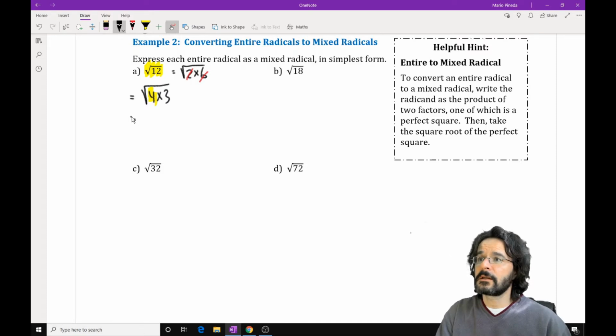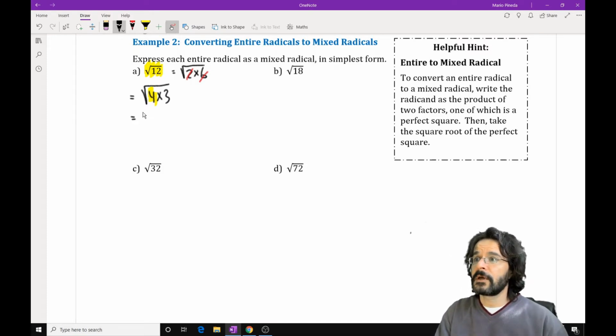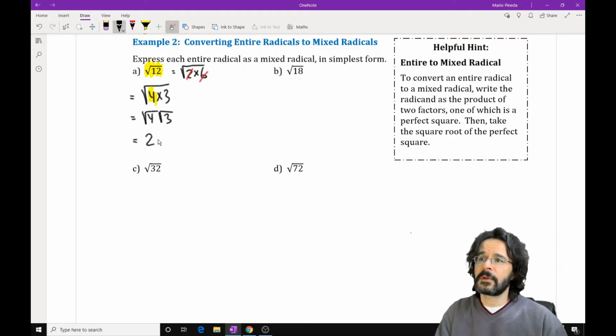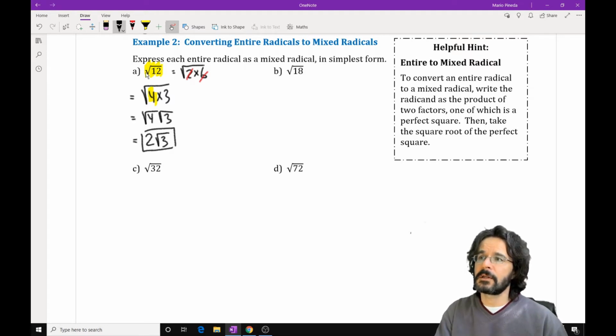Now we can split this radical into two radicals. So we have square root of 4 times square root of 3. And then we just take the square root of the perfect square. Square root of 4 is 2. So we are left with 2 as a numerical coefficient times square root of 3. And that's our mixed radical that corresponds to this entire radical.